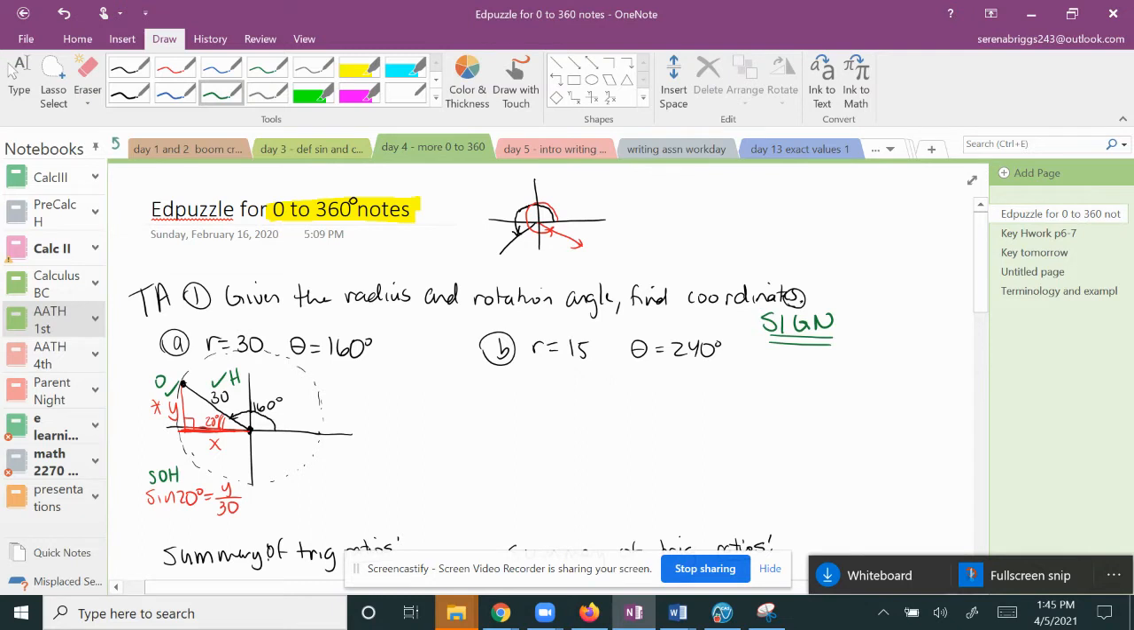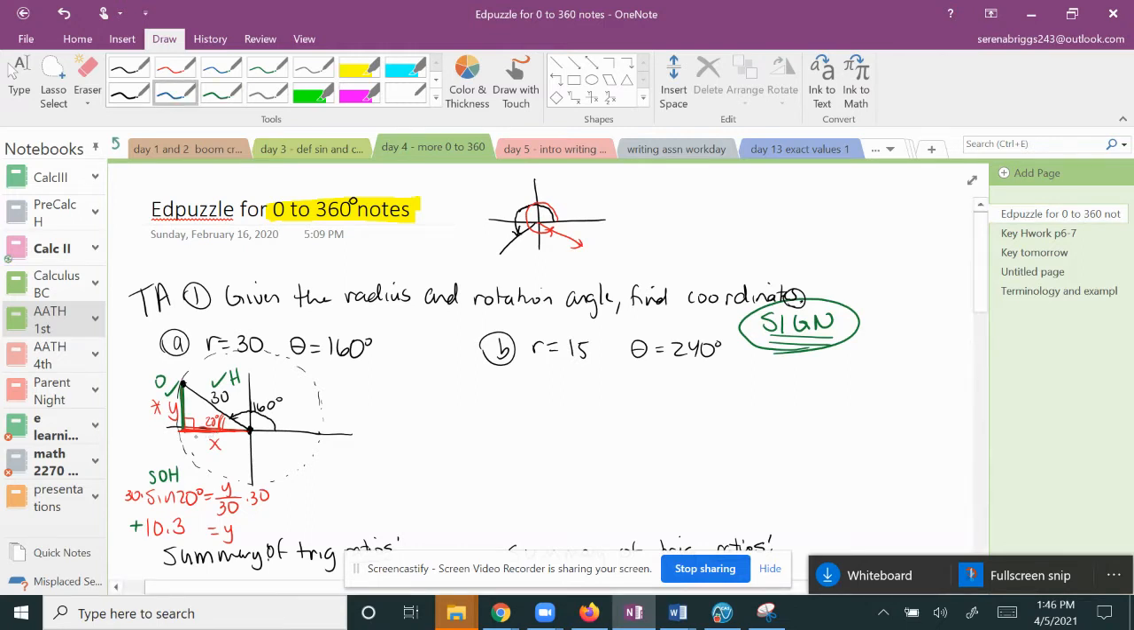If I multiply both sides by 30 then, using good algebra, I will get Y isolated. Y is 30 times the sine of 20. Make sure you're in degree mode. And estimate that. Y is about 10.3, let's say, to tenths. Now you've got to make a decision though on the SIGN. And I'm going to say that's positive because I'm in quadrant 1. I'm going to go up 10.3 for my Y coordinate.